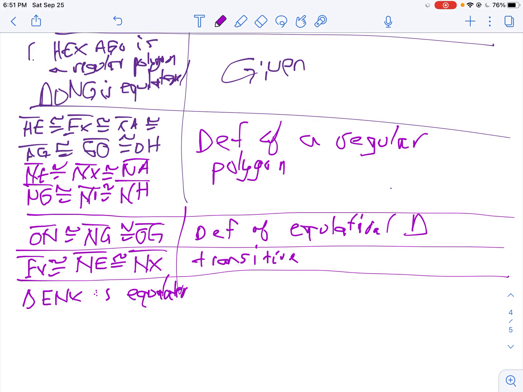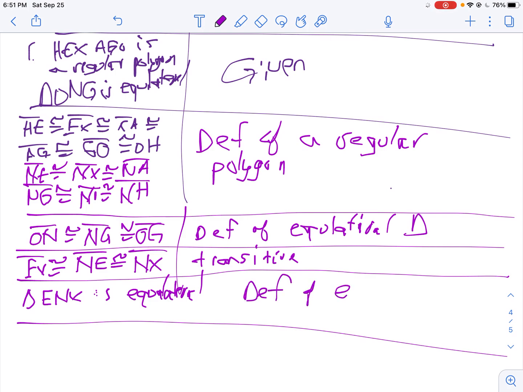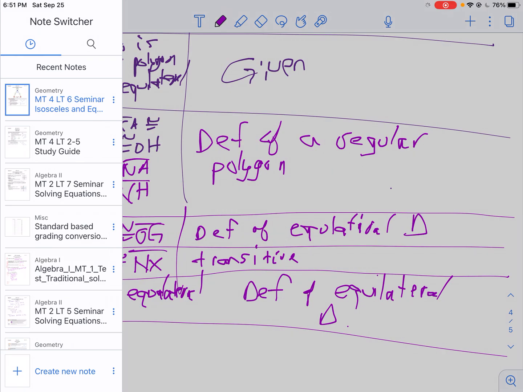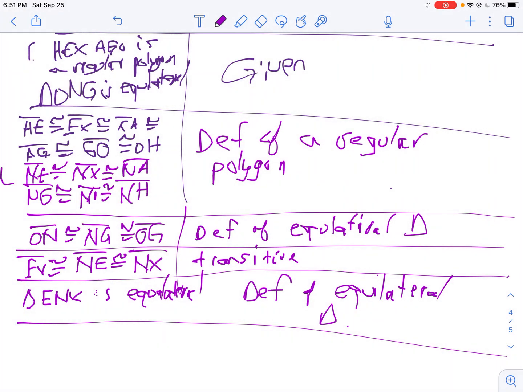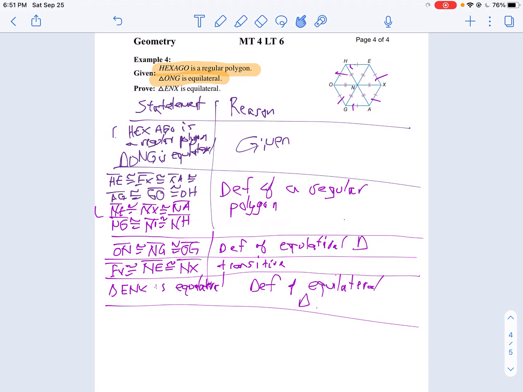How do we know that? Because we're using the definition of equilateral triangle. It has three equal sides. And we're done with that proof. We did it in 1, 2, 3, a 4-step proof. Whoops, makes it kind of hard to see there. But yeah, it was a 4-step proof, and that's all we had to do with that one.